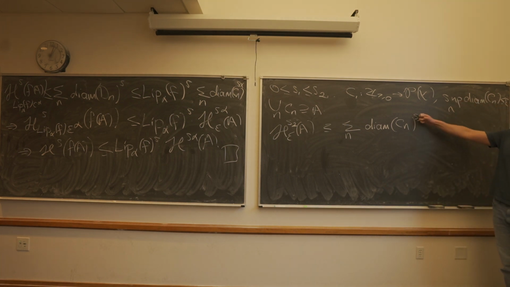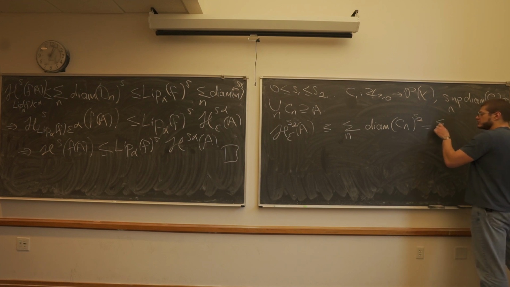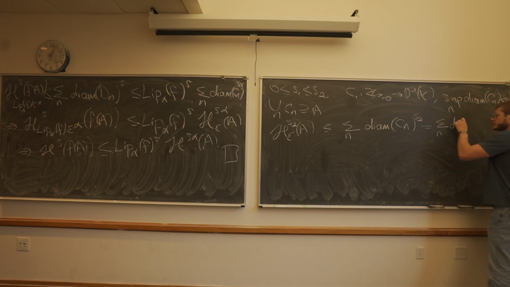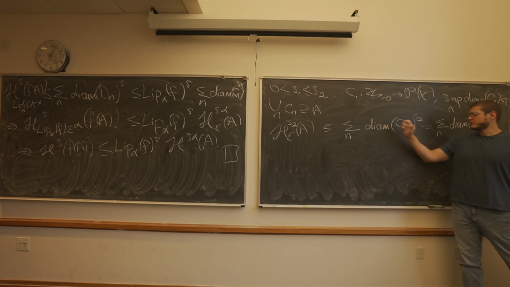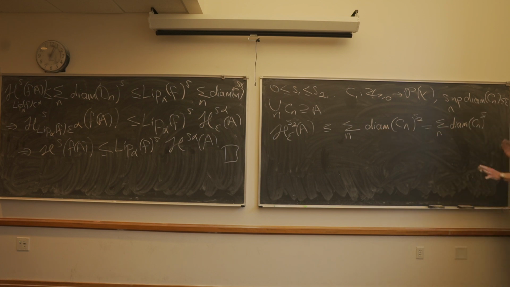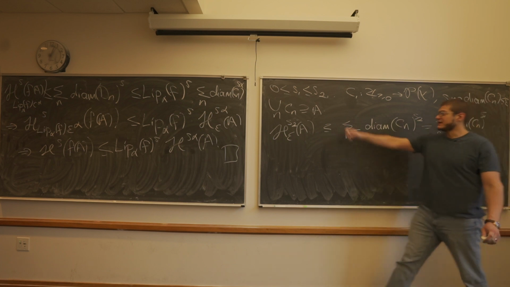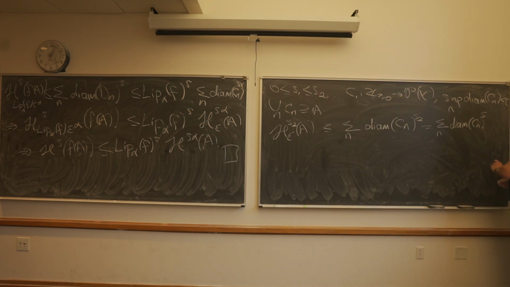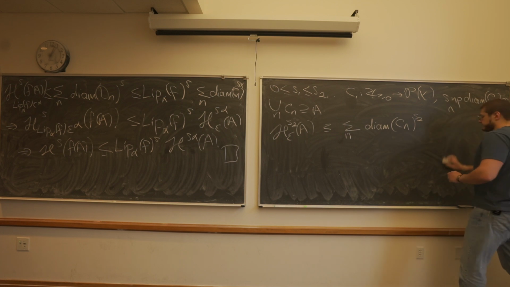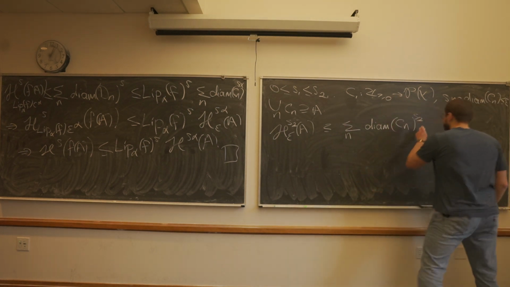Okay, now if I were to replace S2 by S1, here's what happens. You see, I'm going to factor out diam of Cn to the S1 times, well, whatever is remaining, right? Diam of Cn to the S2 minus S1, which is a non-negative number because I take S2 to be larger. Let me write it here. Like this.